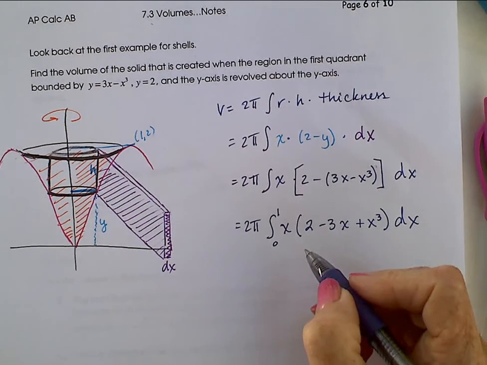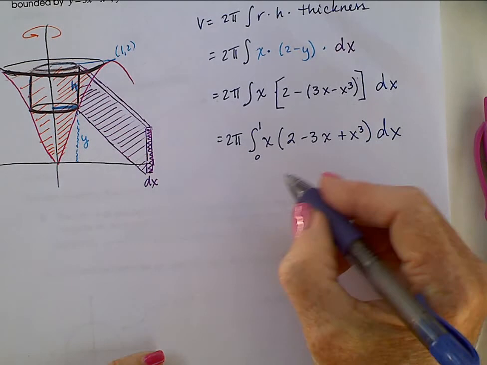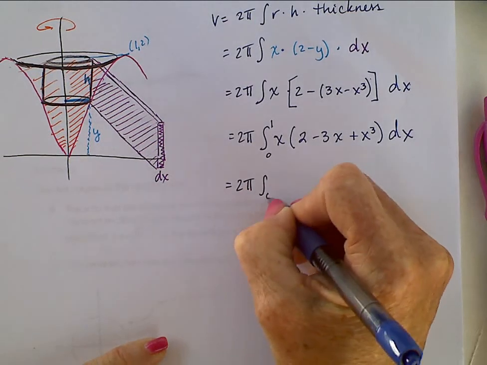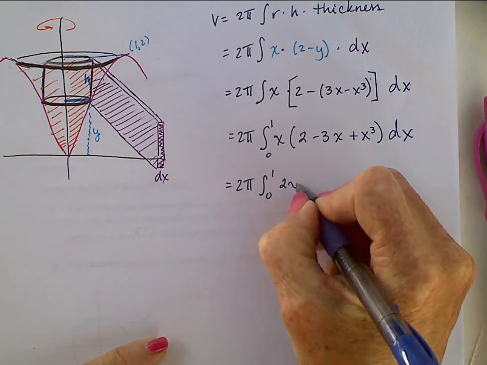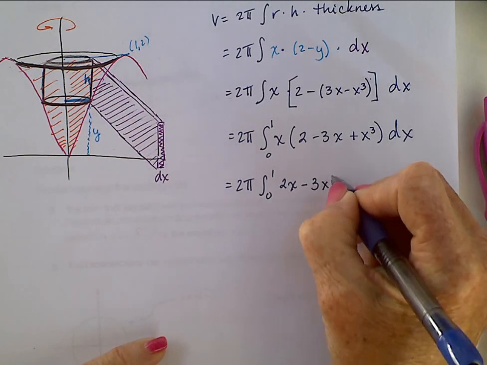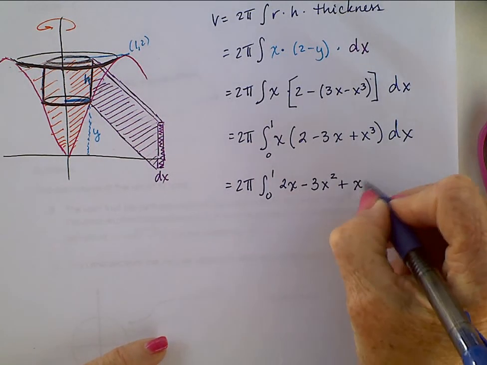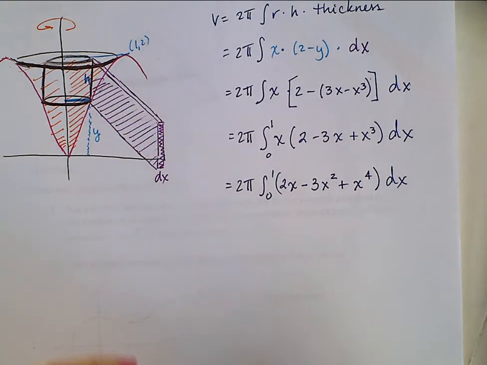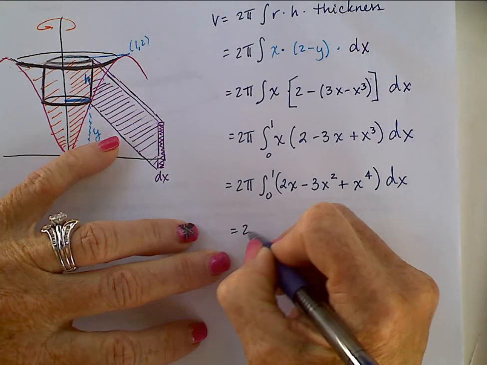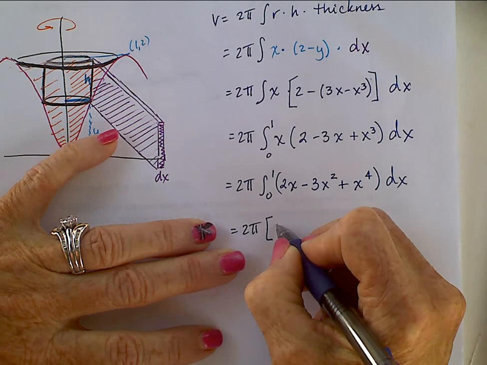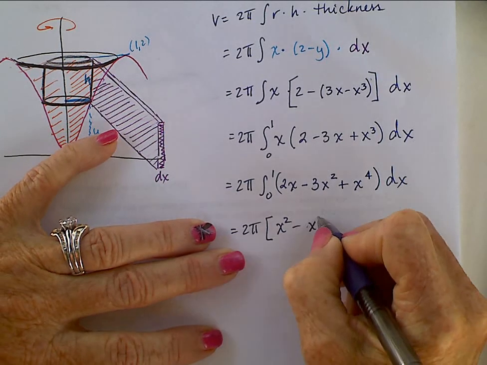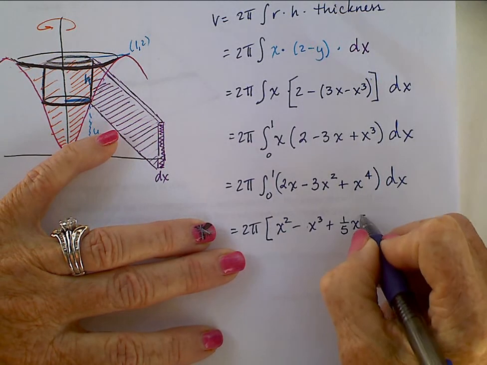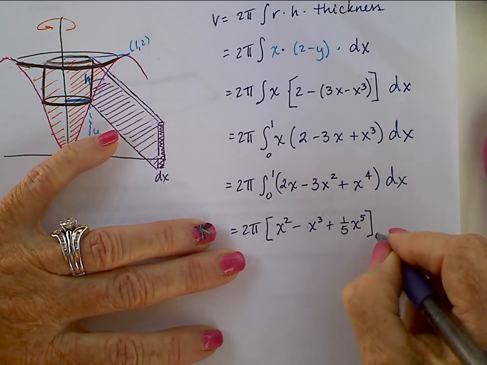Then to anti-differentiate here, we'll have to distribute that x through. We have 2x minus 3x squared plus an x to the 4th dx. Anti-differentiate. Let's see, x squared minus x cubed plus 1/5 x to the 5th evaluated from 0 to 1.